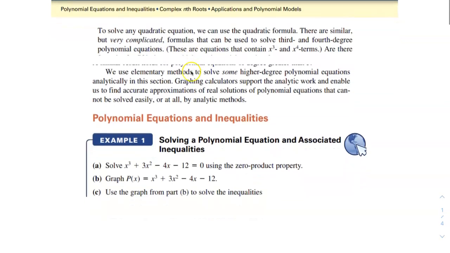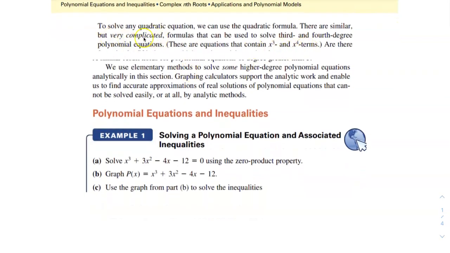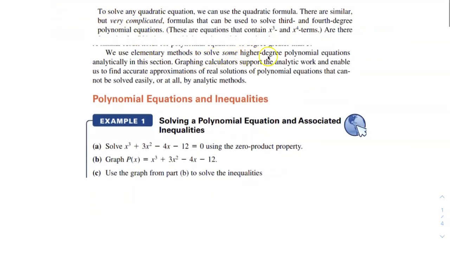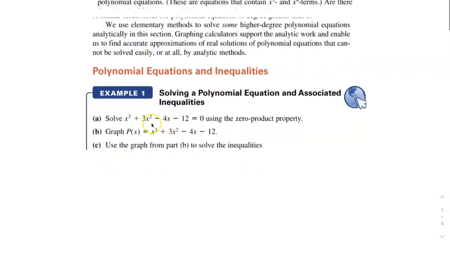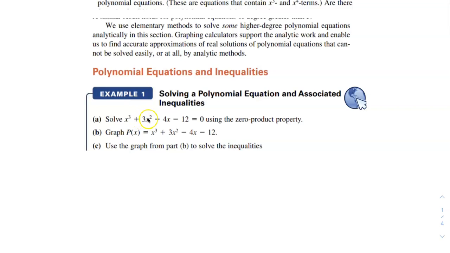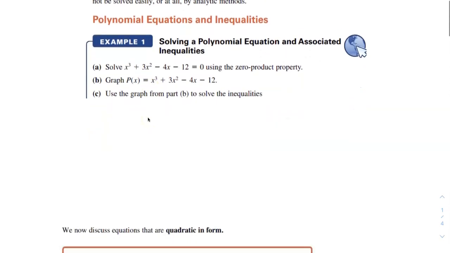So we're going to solve some third and fourth degree equations, but we're not going to use very complicated formulas. What we're going to do is use elementary methods to solve some higher degree polynomial equations. That's all we're going to do. So we'll show you some tricks of how to solve some third and fourth degree polynomial equations. So let's go through an example.